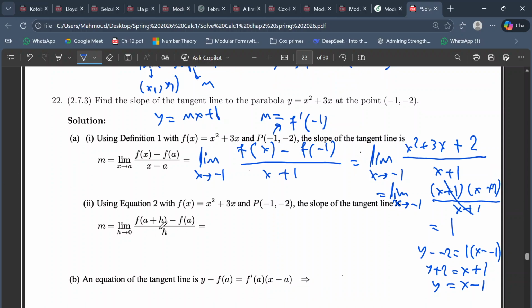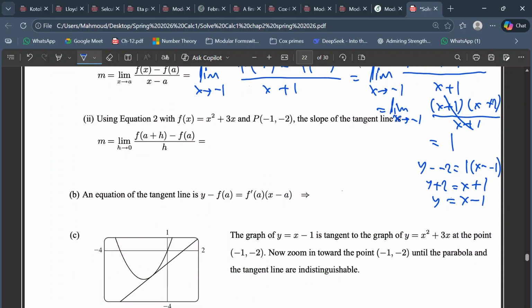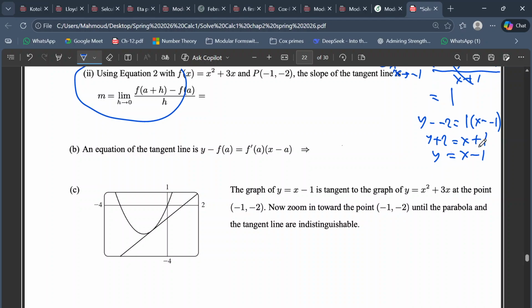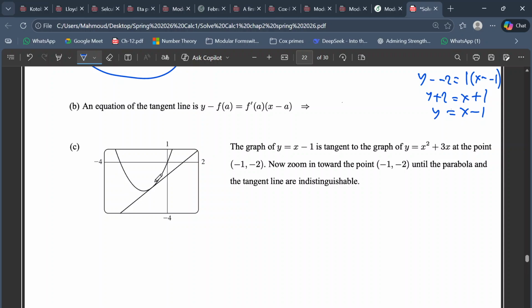Now using this definition, the one containing h, but it's the same, right? So just ignore this. Now let's go to part B. Part B we solved it. It's here, which is to find the tangent line, right? And here is the graph for this. Do you have questions about this?